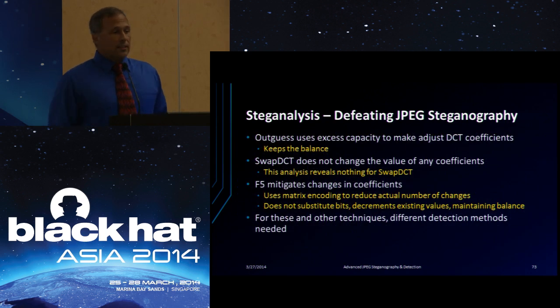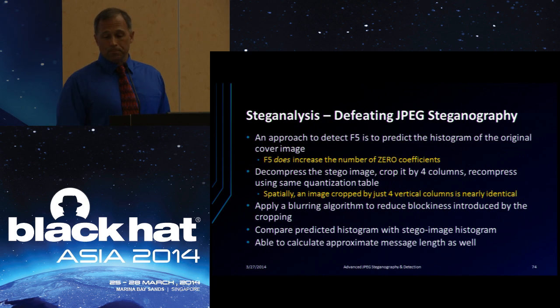Now, outguess used the excess capacity to readjust the coefficients to try to rebalance them. Swamp DCT, as I mentioned, doesn't change any coefficients. F5 subtracts, it doesn't substitute, so it keeps the balance. So we need another technique to detect JPEGs that use those types of hiding approaches.